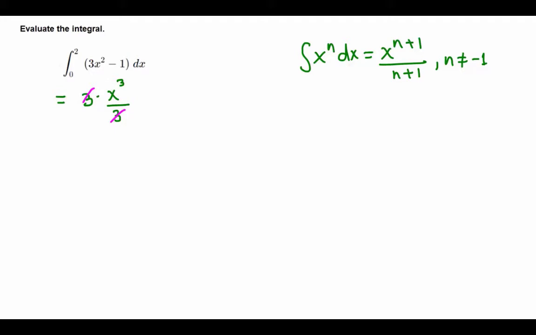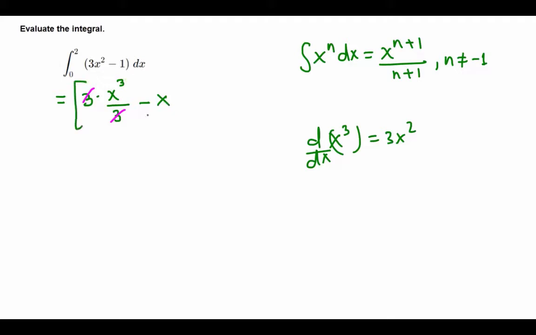Or if you identify in this way, the derivative of x cubed is 3x squared. That means the antiderivative of 3x squared with respect to x is x cubed. So we can just write x cubed, or going through this power rule we get the same thing at the end. Minus the antiderivative of 1 is x, because the derivative of x is 1.